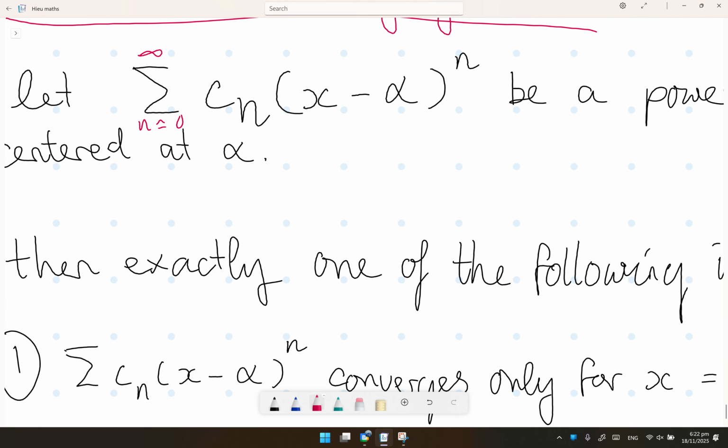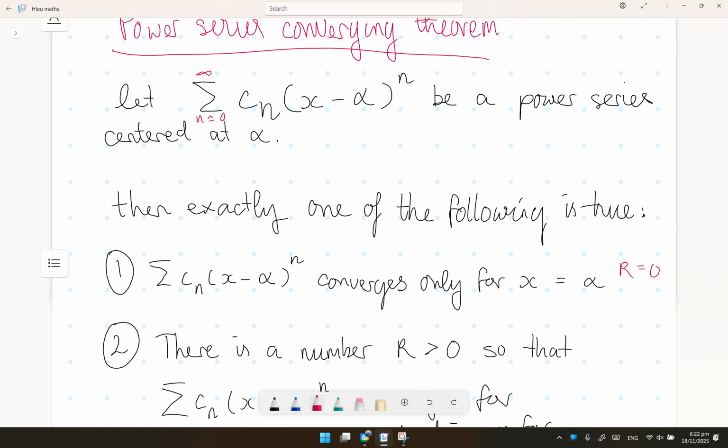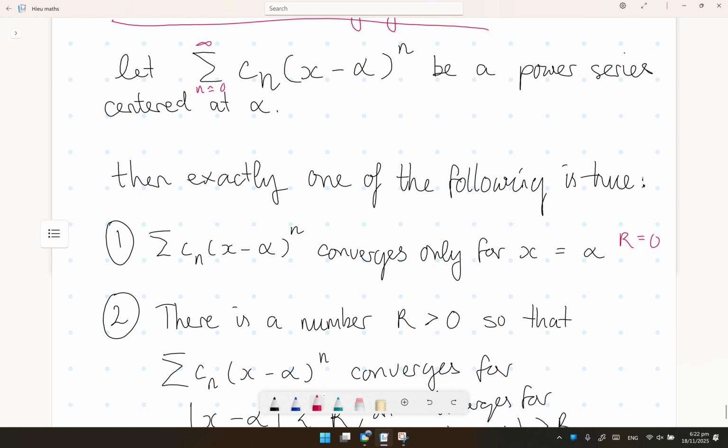And that kind of makes sense, right? If x was equal to alpha, then it's alpha minus alpha, that's all 0. And then you have Cn multiplied by 0 forever. So the infinite sum would just be 0. And so the first situation is that it only converges when x is equal to alpha.